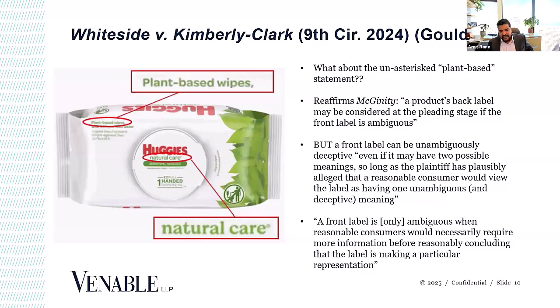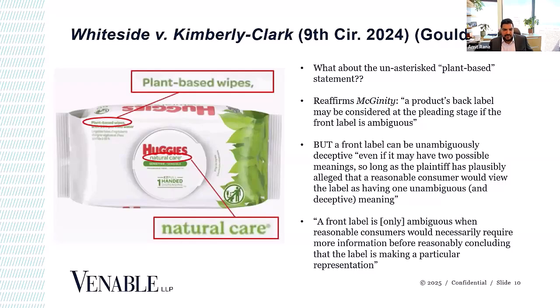And where we're seeing the plaintiffs move is they're trying to attack qualifiers. They're saying it's too small, it's too far, it's too vague. Your font is different. Your front label is giving contradictory impressions of what you're really saying here. Whiteside lets us meet those attacks pretty clearly because it had this clear language about the power of a front label qualifier.